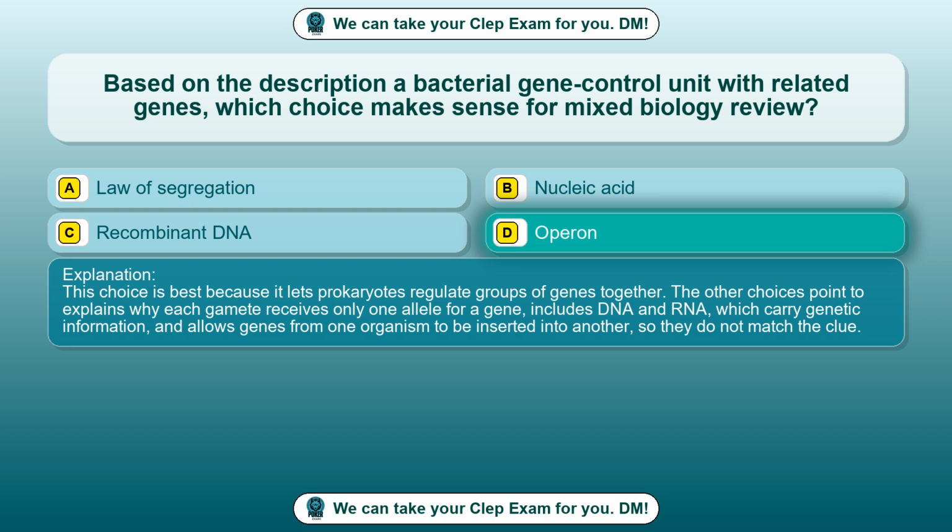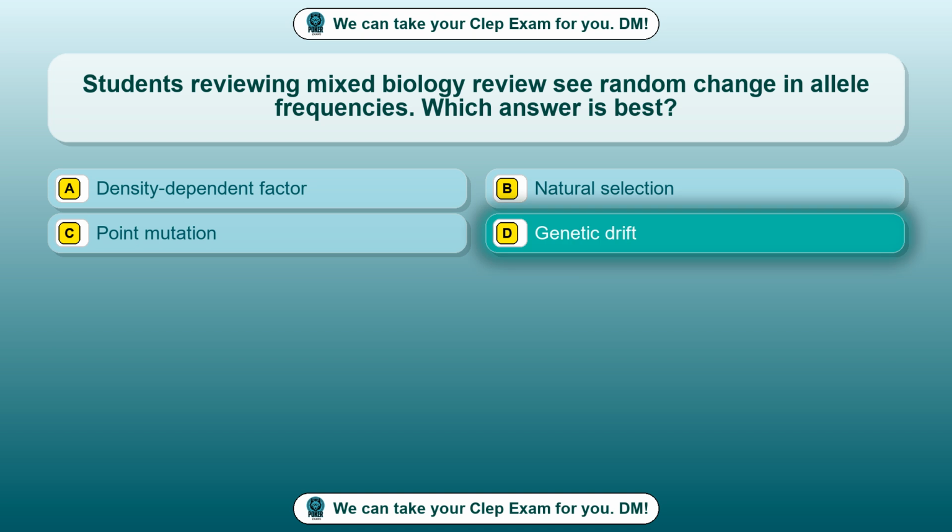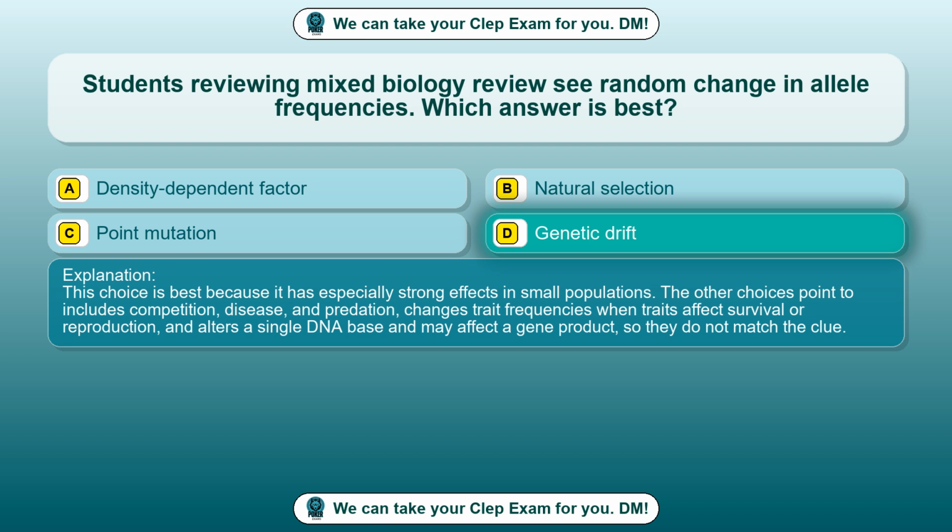Question 98. Students reviewing mixed biology review see random change in allele frequencies. Which answer is best? Option A, density-dependent factor. Option B, natural selection. Option C, point mutation. Option D, genetic drift. The correct answer is option D, genetic drift. This choice is best because it has especially strong effects in small populations. The other choices point to includes competition, disease and predation, changes trait frequencies when traits affect survival or reproduction, and alters a single DNA base and may affect a gene product, so they do not match the clue.